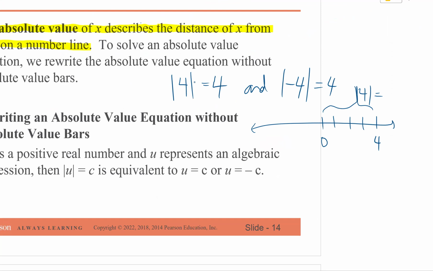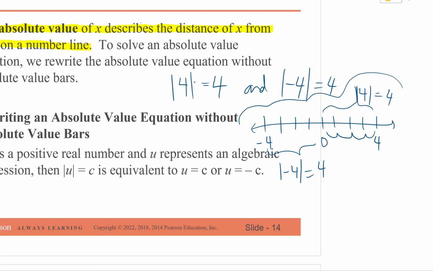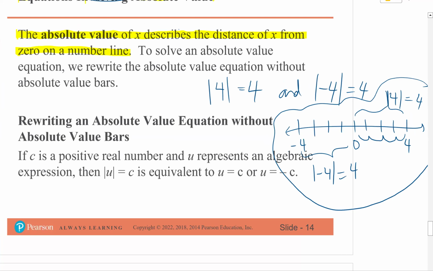How far did I have to travel? 1, 2, 3, 4 units. But the same thing with -4. Here it is. 1, 2, 3, 4. How far away is it from 0 on the number line? It's 4 units away. There's no such thing as negative distance, which is why there's no such thing as a negative absolute value. That's the visual way to think of absolute value.